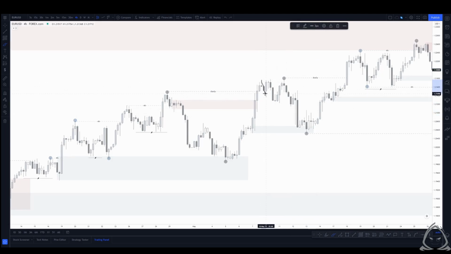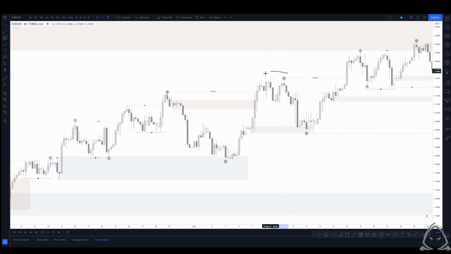What ends up happening, we get a pullback, creating some substructure. We take another run at the highs, we wick it, but we don't actually break it. We pull back down again, we break that low, we've created a new high. So again, we're just waiting to see if this high gets broken. We wick it once again, and then we start to get a more substantiated pullback.